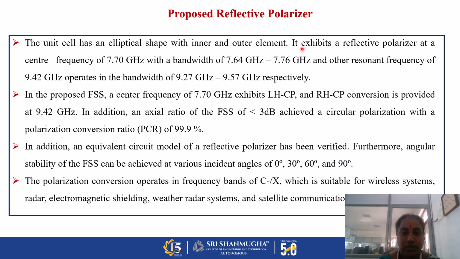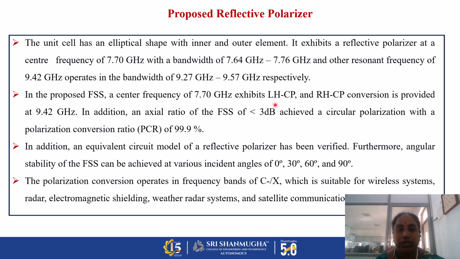This can be achieved by using the dimensions of the elements present in the elliptical shape of the FSS. In this work, I achieved an axial ratio of less than 3 dB for the reflective polarizer. And the PCR, that is polarization conversion ratio, we achieved a maximum of 99.9 percent for both LHCP and RHCP in the polarizer. From the surface current distribution, we confirmed the polarization conversion from LP to CP. This is the main function of the FSS.